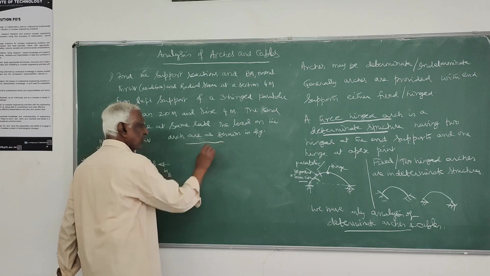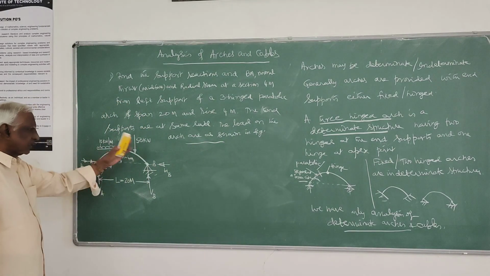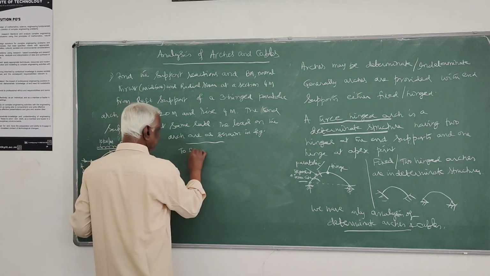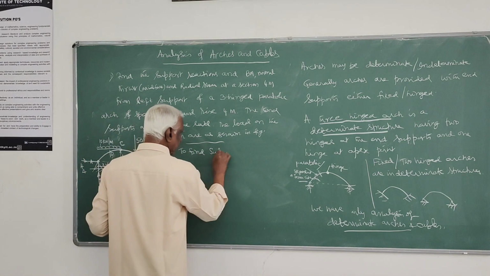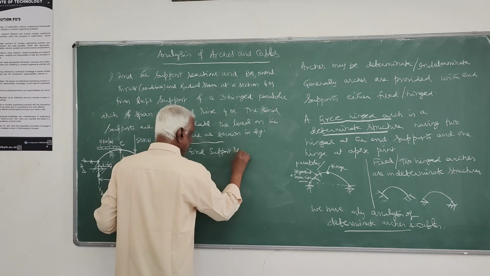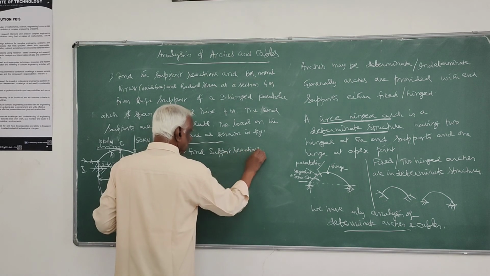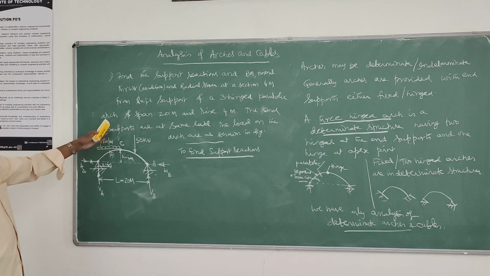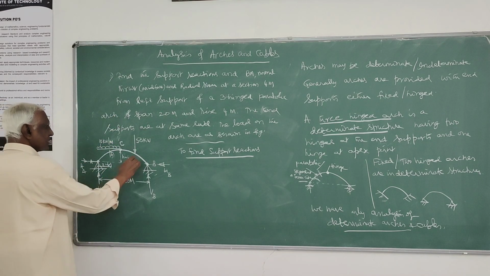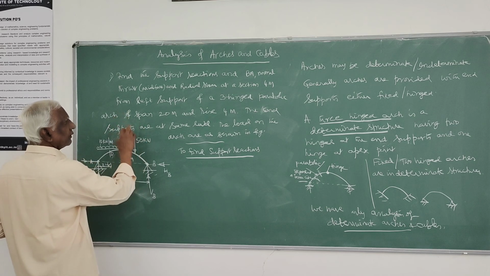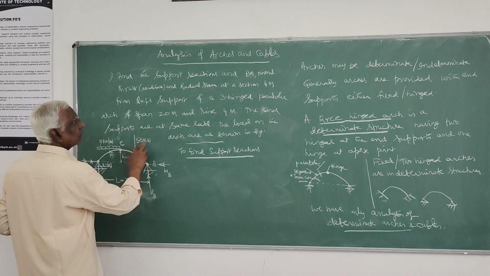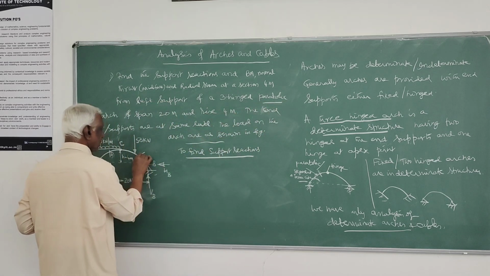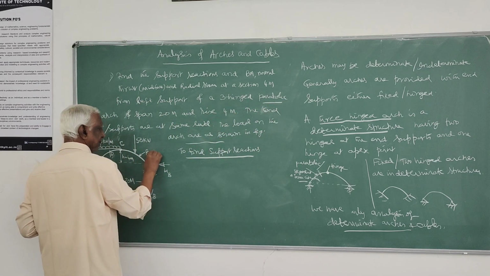So as already I told, first let us find the support reactions. Basically it is a parabolic arch, its profile is parabolic. Three-hinged parabolic arch I have told. So this is parabolic shape.